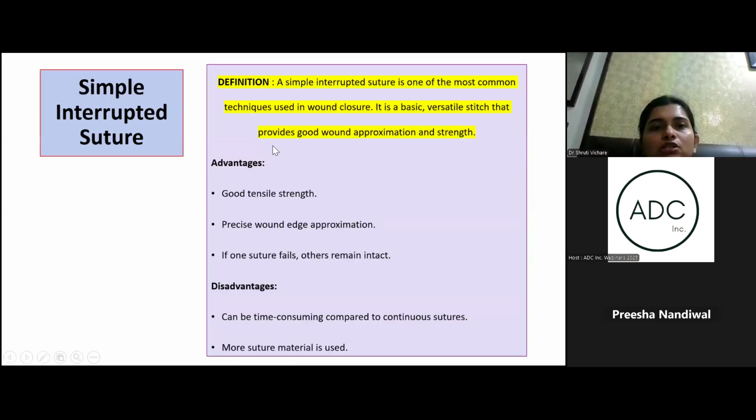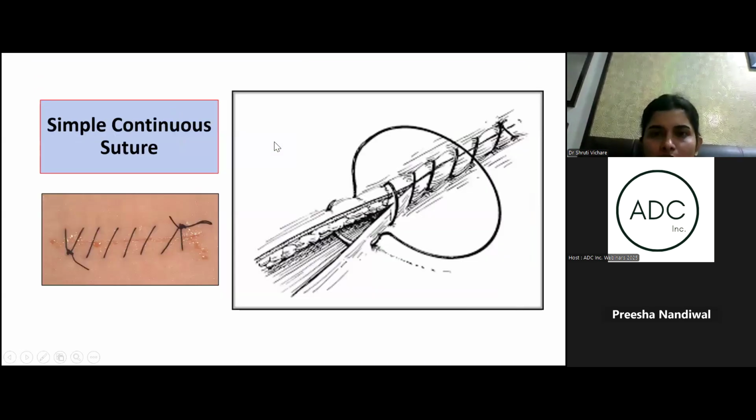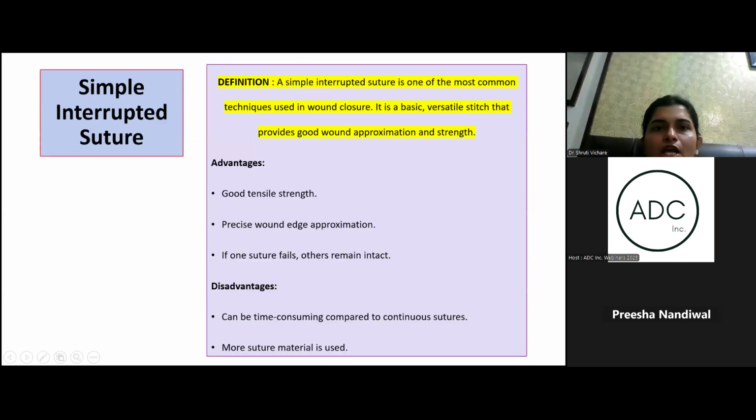So basically, this suture is one of the most commonly used techniques, a favorite technique, a basic technique, which I guess everybody should be knowing and everybody would be knowing.